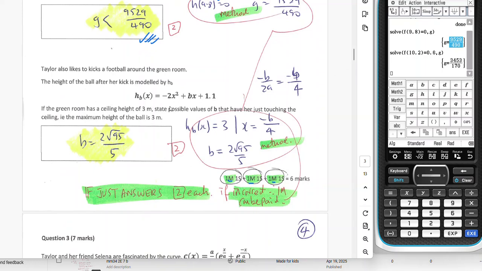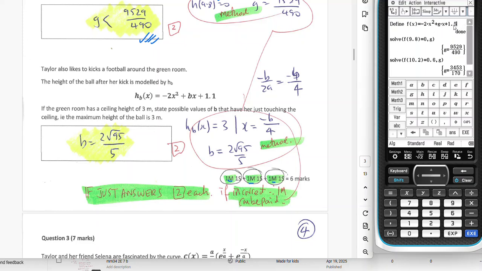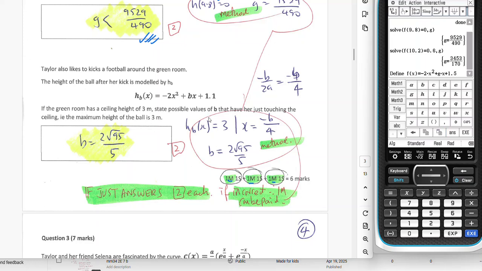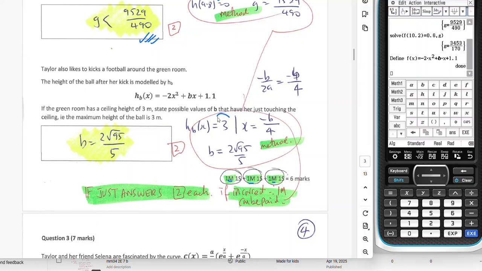Now we have kicking a ball around the room and I've got a change of rule. I'm going to come up here, I'm going to grab this, I'm going to copy it and go all the way down here. And I've now got minus 2, that's okay. I've got a b there and I've got a 1.1. I can't have it touch the roof, and the roof is 3 meters tall. She kicks it from 1.1 and it's going to go like this.